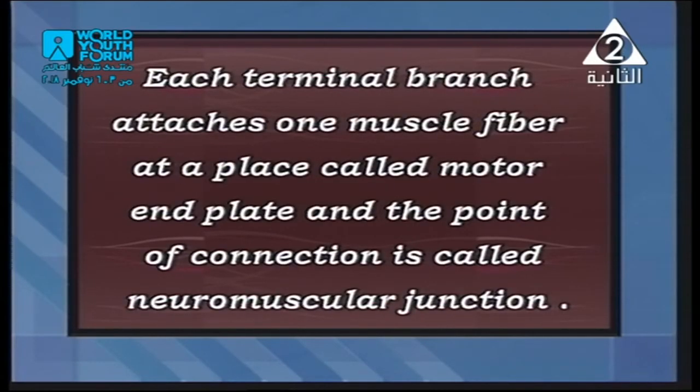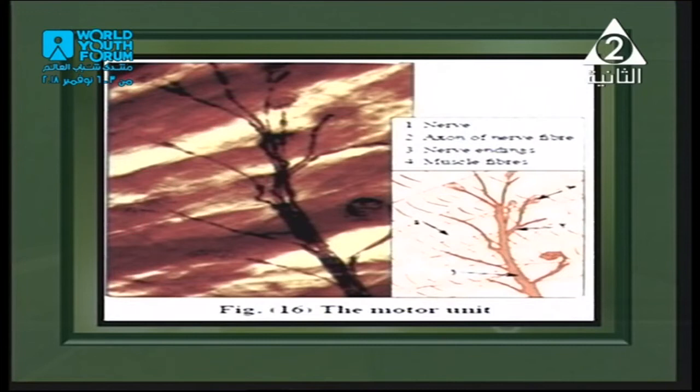Each terminal branch attaches to one muscle fiber at a place called the motor end plate, and the point of connection is called the neuromuscular junction. Again, each terminal branch attaches to one muscle fiber at a place called the motor end plate. What about the other end? The connection is called the neuromuscular junction. And this is the shape or form of the motor unit: different branches, and each one of them is connected by two points.